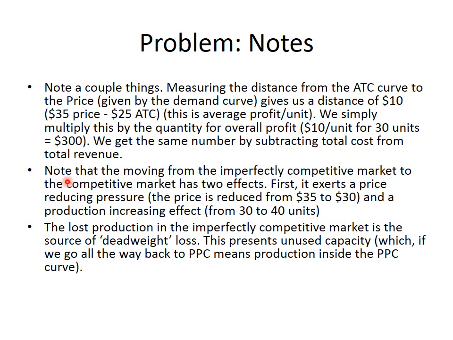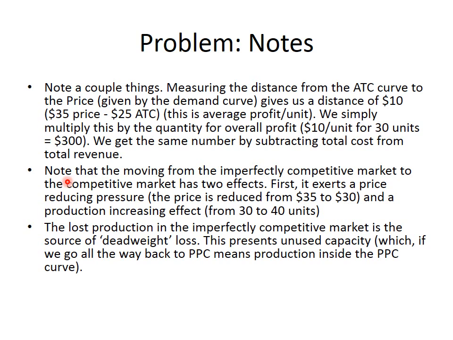Now note this as well, that moving from the imperfectly competitive market to the competitive market has two effects. First, it exerts a downward pressure on prices from $35 to $30. Second, it produces a pressure to increase production, a production increasing effect from 30 to 40 units.